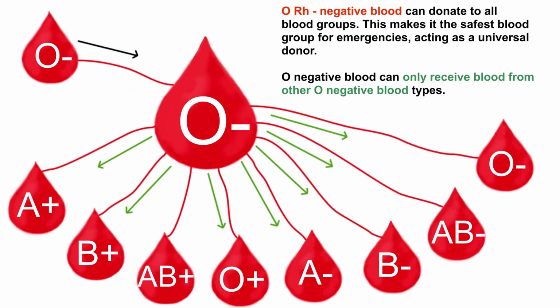O negative blood can only accept O Rh negative blood. O Rh negative blood can donate blood to all blood groups. As a universal donor, it is the safest blood group in emergency situations.